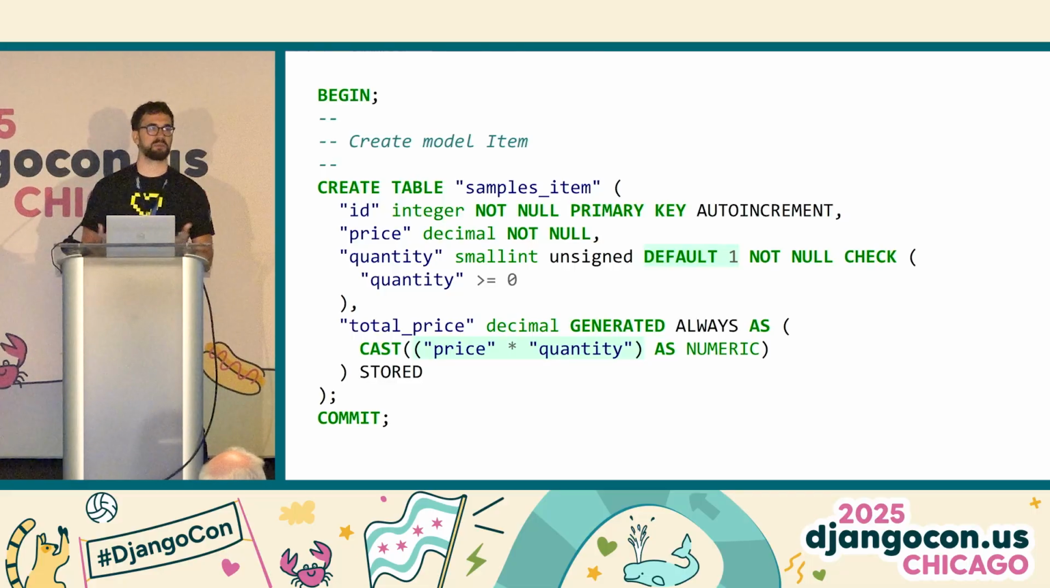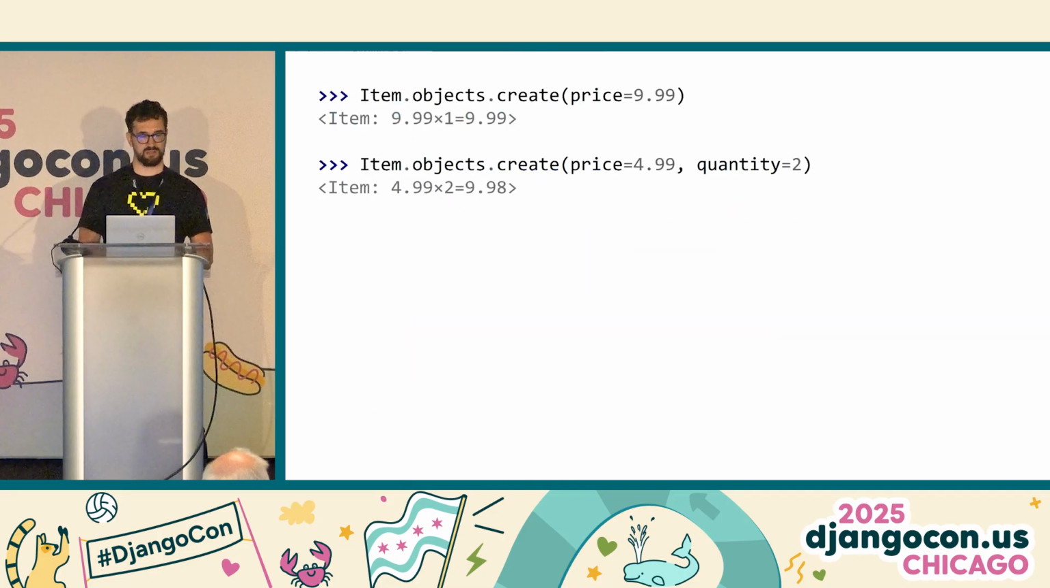The SQL code of the migration is straightforward. But the difference between now and before is the default in the quantity column, which is 1 in this case. And of course, we can see that in action. We can use it in both ways, creating an item without specifying any quantity and having the result, or specifying the quantity field at the beginning. And this is what we get.